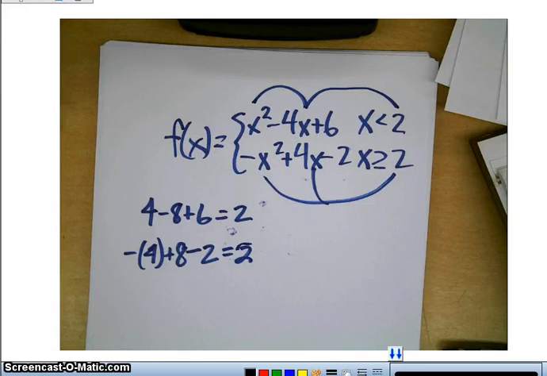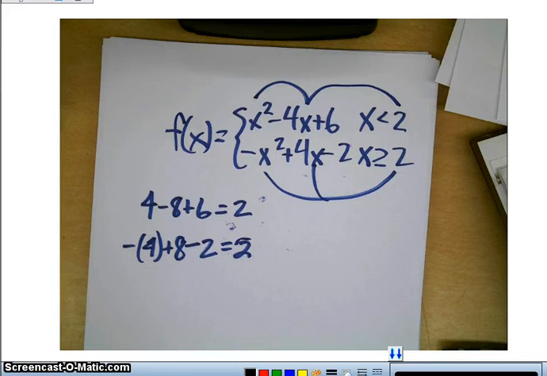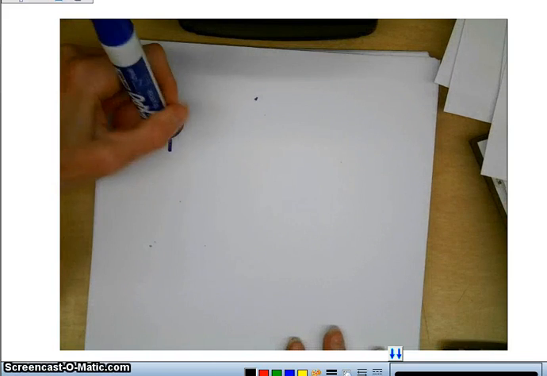We aren't finding a limit. But what if you had to say where it was continuous? Except 2. Okay. All right. Removable discontinuities. How do you find removable discontinuities?